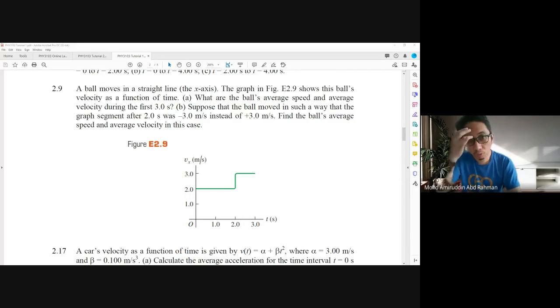Alright, so for 2 to 3 seconds, it said that the velocity, all right, the velocity over there is -3 meters per second. All right, so the delta x over here will be -3 times 1, so it will be -3 meter.